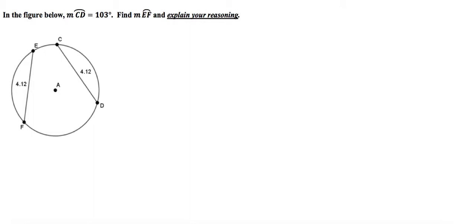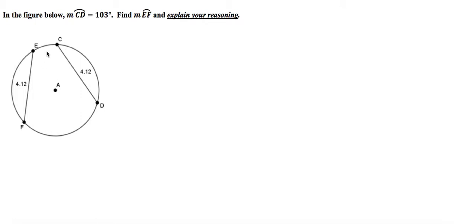Fellow geometers and seekers of general truth, let us approach a question here with really little information and see how we can solve it, okay, and then extract some additional information from this. So in the figure below, the measure of CD is equal to 103. Find the measure of EF and explain your reasoning.